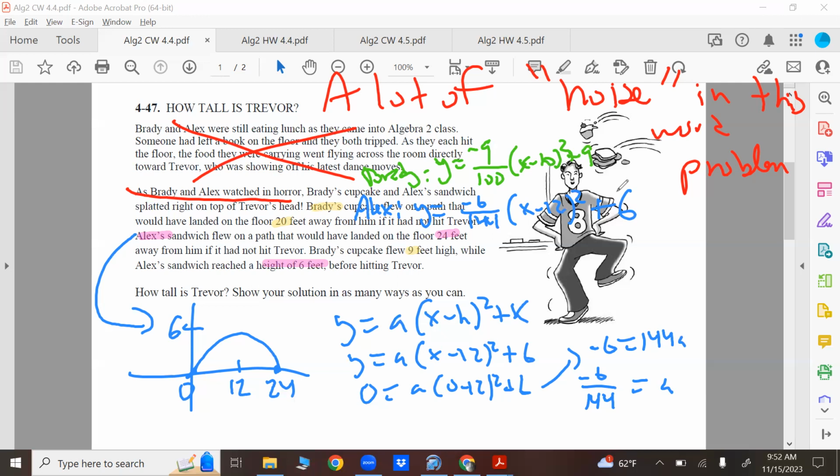Yeah, go ahead. Yes, 100%. You are 100% correct. We set them equal to each other. Thank you. That's 100% correct.